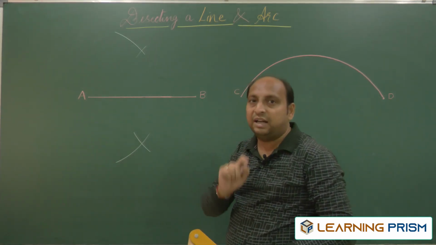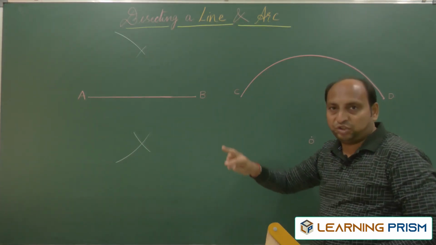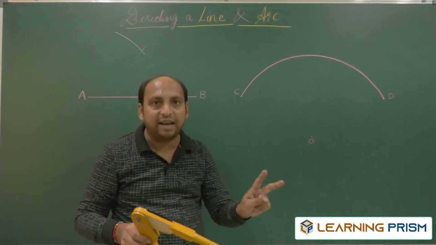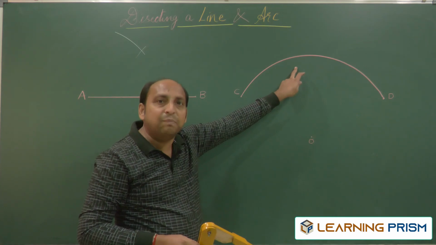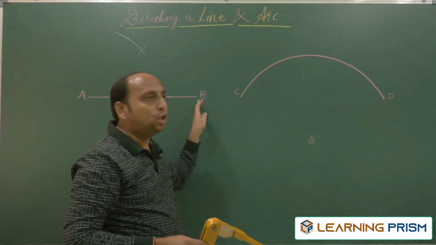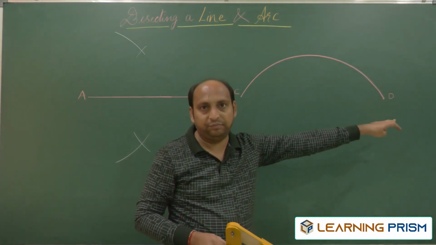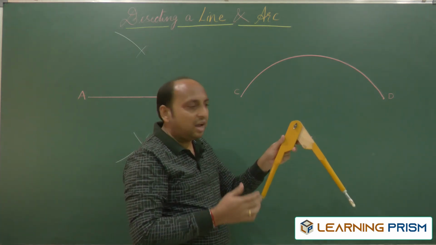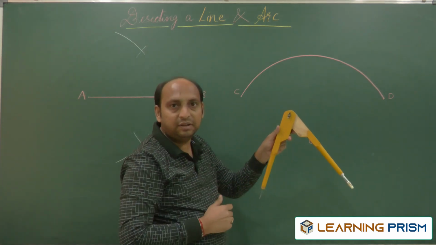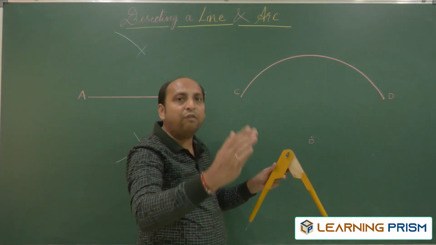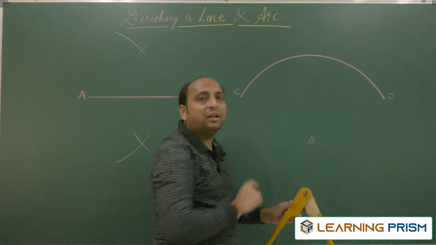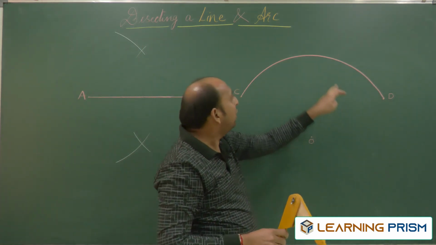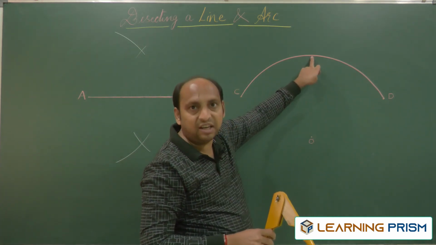Okay. Similarly, the procedure is the same. Here, in place of a straight line, you have a curved line. So what is the procedure? I should take an arc length which is more than half the arc length. That means CD is the arc. Now approximately the midpoint will be somewhere here.